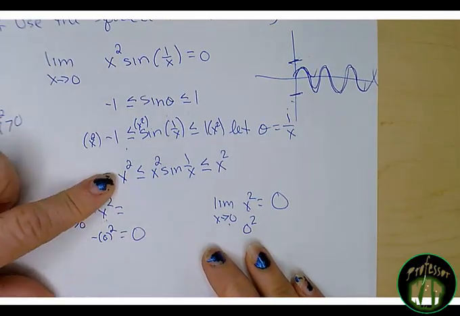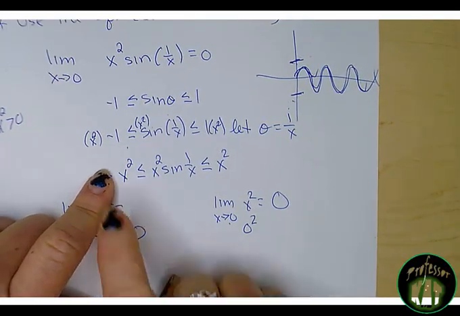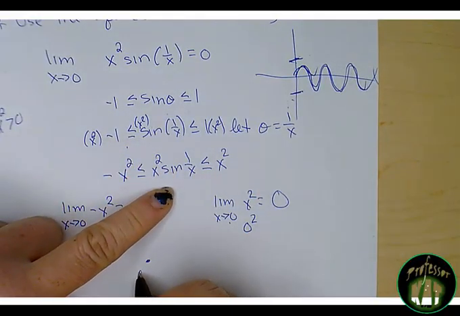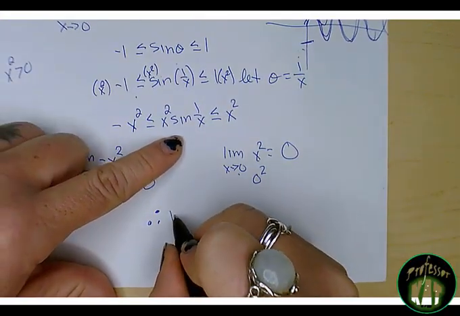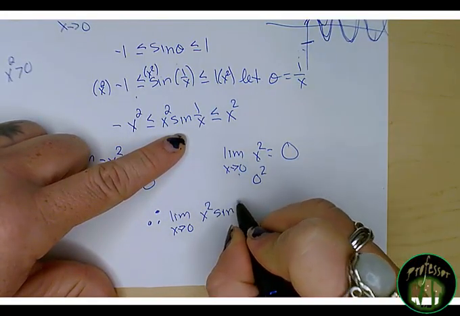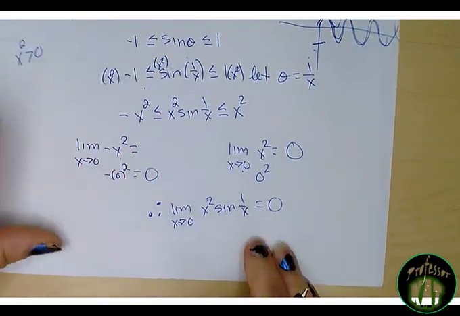So since we have claimed that the limit of the left side is 0 and the limit of the right side is 0, it only makes sense then. Therefore, the limit as x approaches 0 of x squared times sine of 1 over x has to be 0.